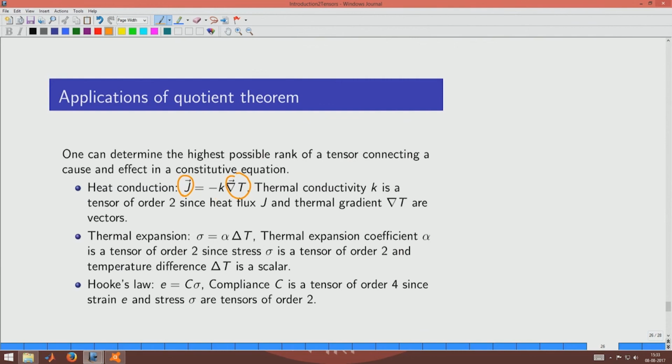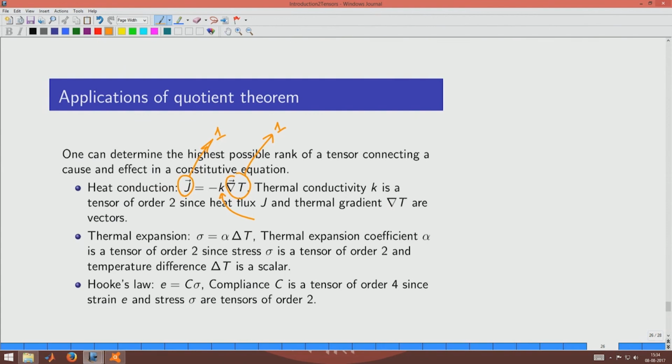Now, we know that the left hand side is a vector, a tensor of order 1, and the right hand side is a tensor of order 1. Both are vectors, the heat flux and the gradient of temperature, and therefore, the most general way to describe k is that it is a tensor of order 2. Using the quotient theorem, we can deduce that it must be a tensor of order 2. That is the most generic way of saying it, and then of course, you can go ahead and make that into a more specific form when we know more about the thermal conductivity.